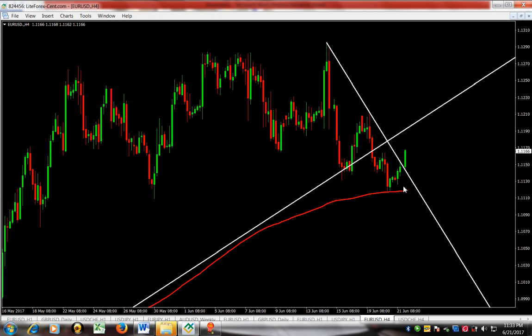Now how do we enter this market? Of course, an aggressive trader would have entered immediately the price broke beyond this minor trend line. But a conservative trader will wait for price to close above this, which has happened already. Price has successfully closed above the minor trend line.